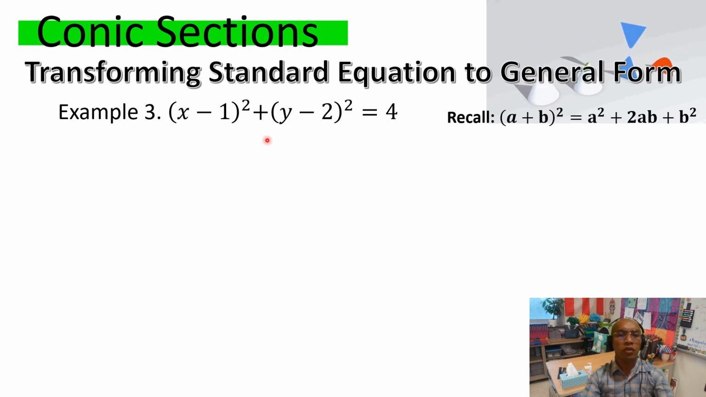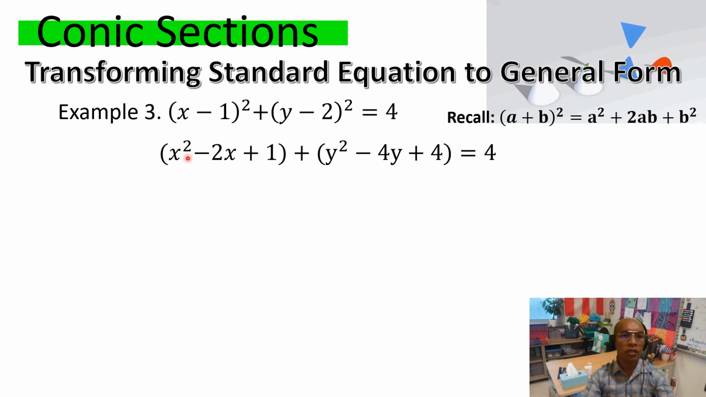So last example, x minus 1 quantity squared plus y minus 2 quantity squared is equal to 4. So again, this equation is an equation of a circle. So expand. So this is x squared, then minus 2x, then plus 1. So y squared, then y times negative 2 is negative 2y, times 2, because this is 2ab, is negative 4y. Then the square of negative 2 is positive 4.